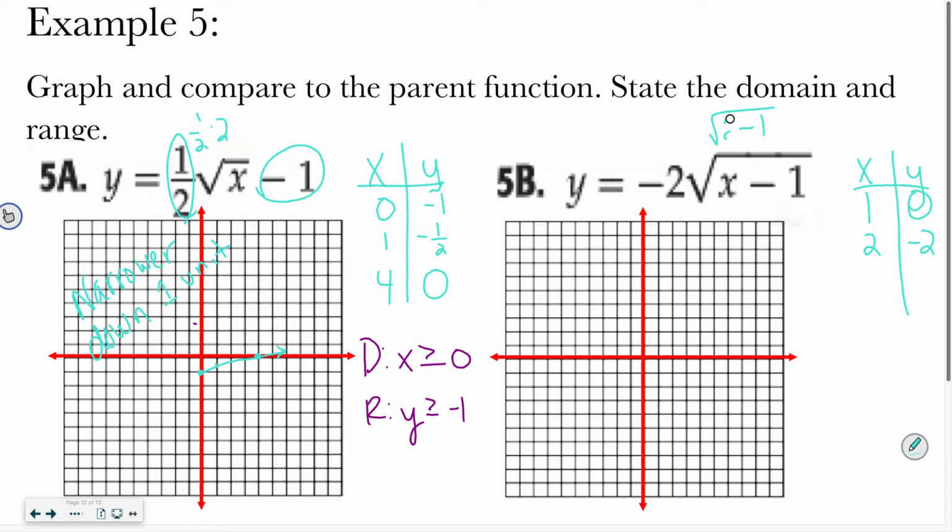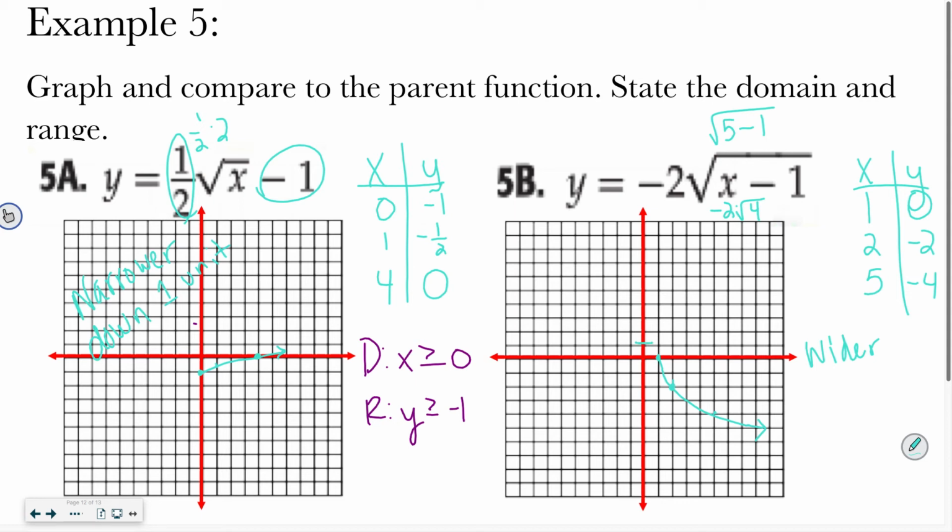Another perfect square I could look for would be 4. So if I plug a 5 in for x, I get 5 minus 1 is 4. I get the square root of 4, which is 2. 2 times -2 is -4. So if I plot those points, I have 2, -2, and then 5, -4. So you can see this graph looks much wider than the last one, right? That curve is bigger. So we're going to say it's wider.